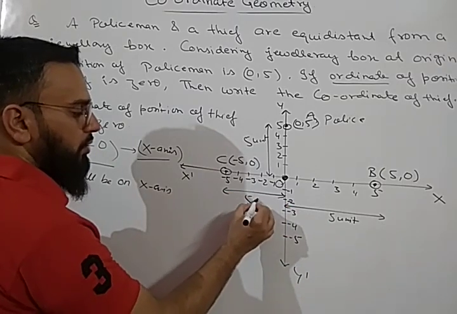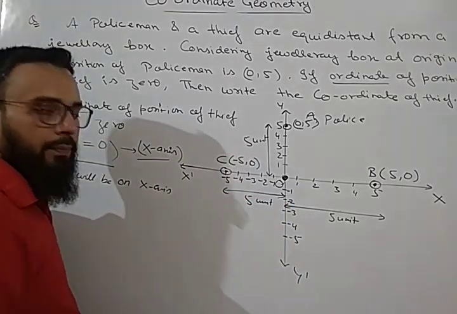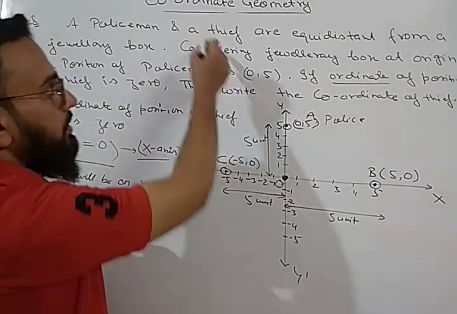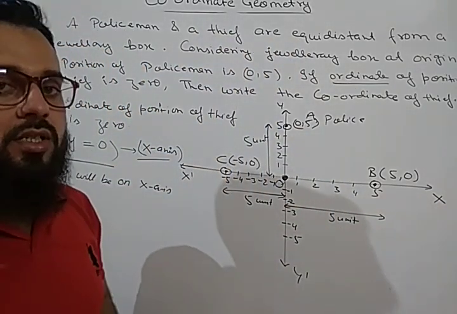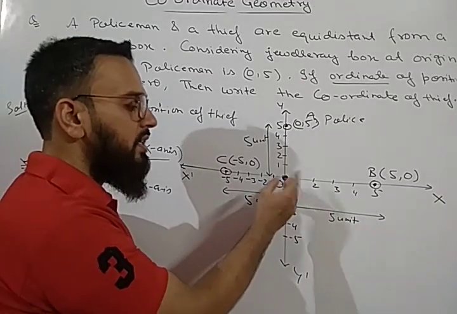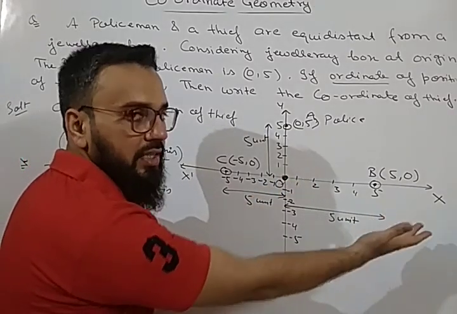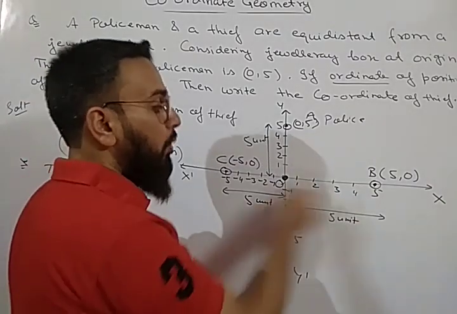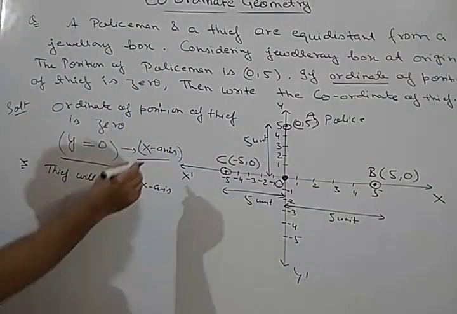We have to give both the answers because it is given that the thief and the policeman are equidistant. So equidistant from the jewelry box, it may be 5 units on the right hand side or 5 units on the left hand side also. So we have to give both the answers. So we get the answer.